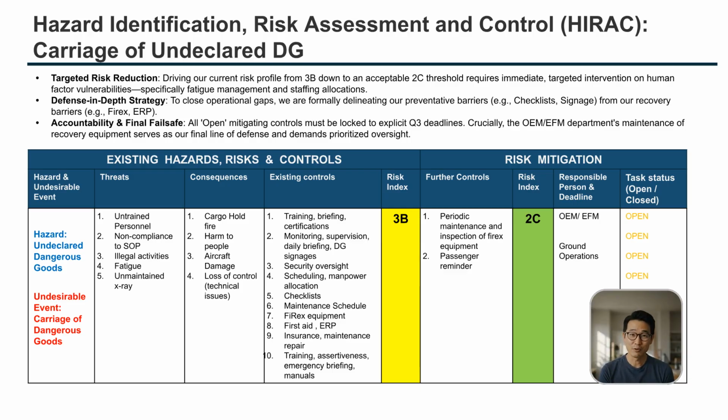The current 3B risk requires immediate, targeted intervention on human factors to reach the acceptable 2C threshold. This demands prioritizing both preventative barriers, like checklists, and recovery barriers, such as fire suppression equipment.